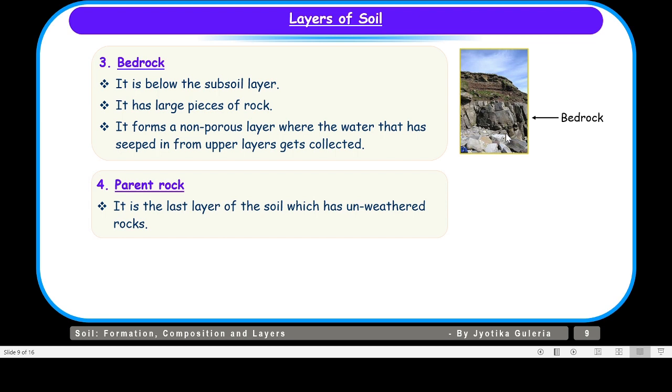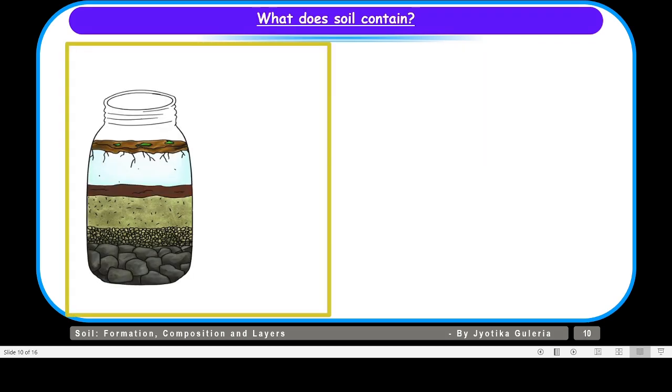And then we have the parent rock. It is the last layer of the soil which has unweathered rocks. Why unweathered rocks? Because these are not exposed to the effects of weathering as in case of upper layers. So children, now let us know what does soil contain.